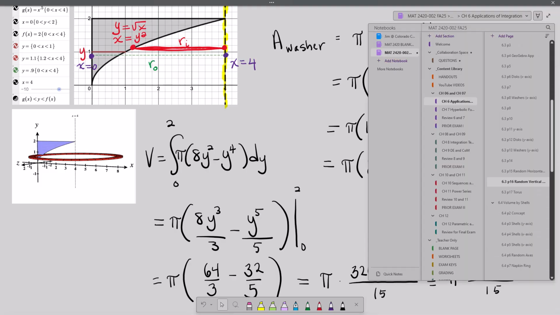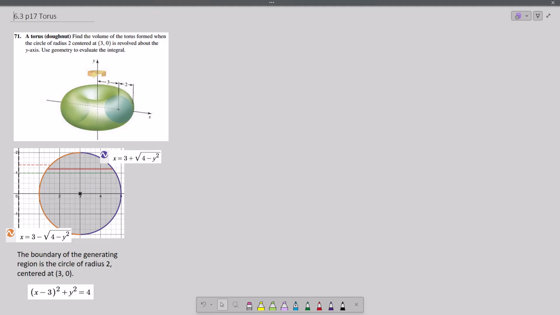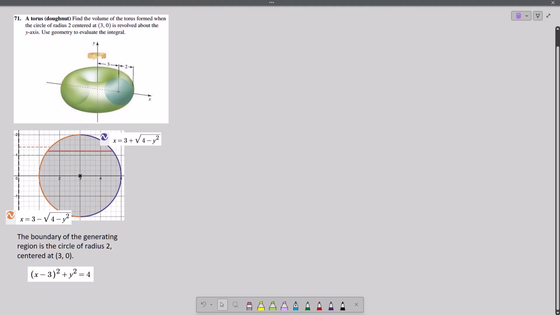So let's take a look at our last slide, the dreaded torus, or donut, if you prefer. We want to find the volume of that thing, the volume of this torus. So the torus is generated by taking a disk and rotating it around an axis. This torus is generated by this disk down here. So that disk right there has a center of 3, 0, and its radius is 2.